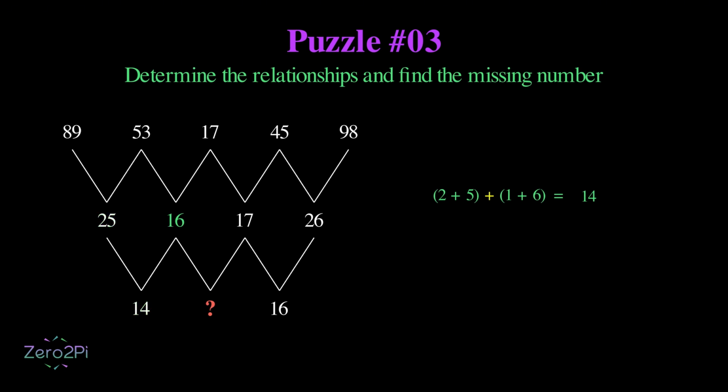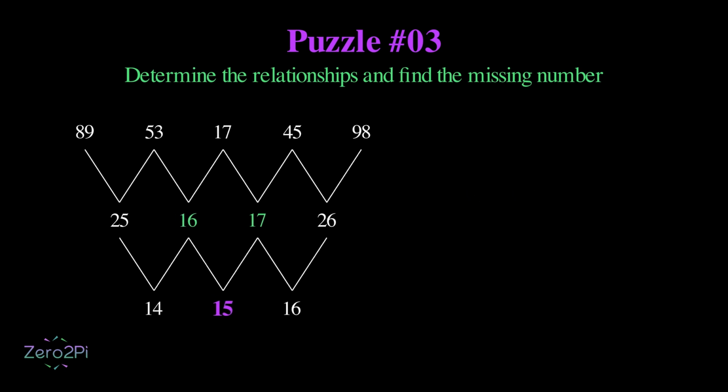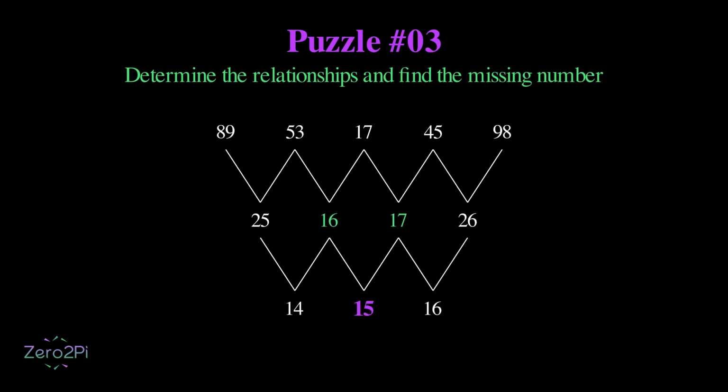Now we can apply this to find our missing number. We need 16 and 17 from the second row, and take the sum of 1 plus 6 and 1 plus 7, and it becomes 15. That is how we have solved the puzzle and found our missing number.